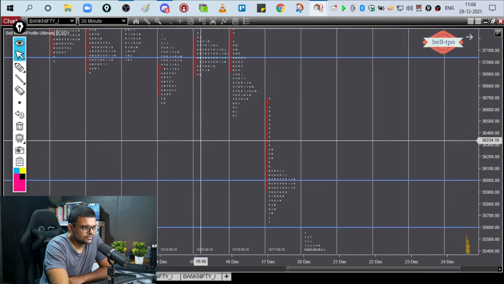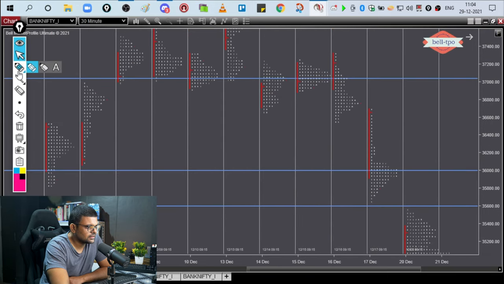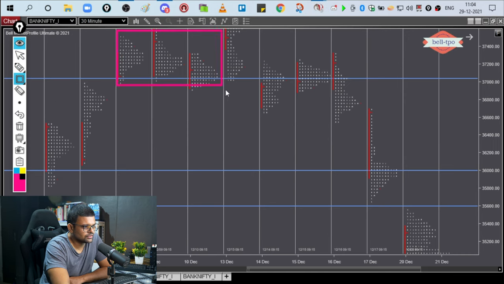This is the 17th of December. Now, if I just squeeze this a bit, let me draw these consolidations for you once for your reference. So we had this one consolidation, which was a little bit higher. We had the second consolidation, which was a little bit lower. And then we had this break down from the consolidation, which formed a P shape.